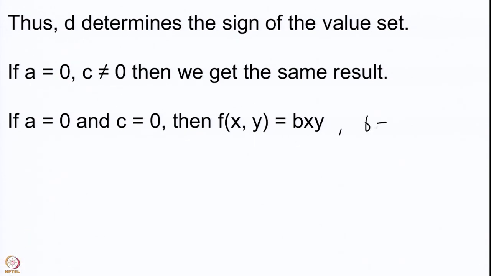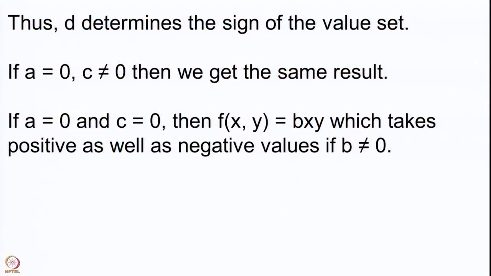We should also have that b is non-zero. Whenever b is non-zero, as we have already seen in the last example, this form will take both possible values. It will take positive values and negative values, and of course the discriminant here is positive, the discriminant is b square. So it agrees with our earlier observation that when the discriminant is positive, both signs are possible.